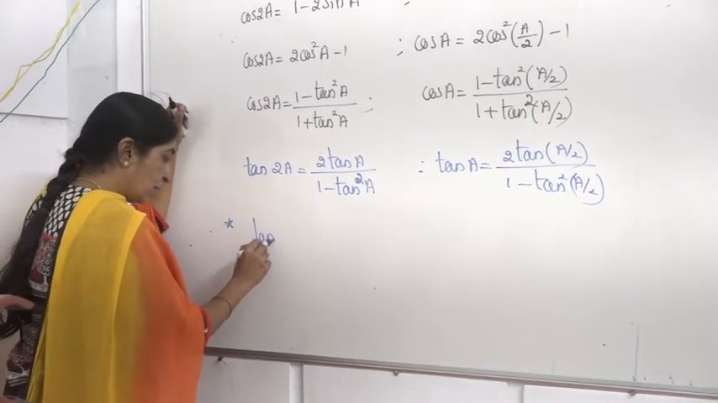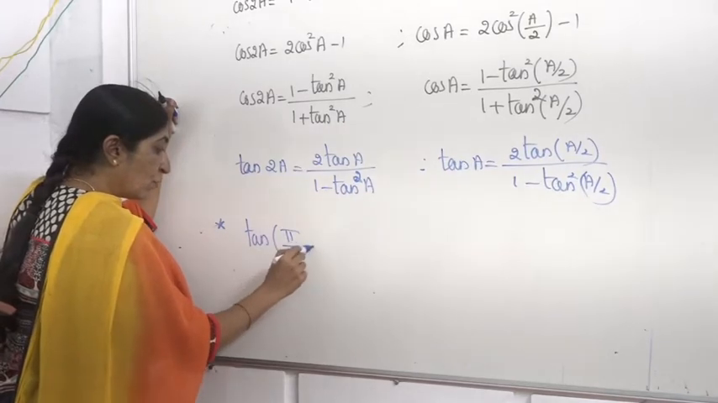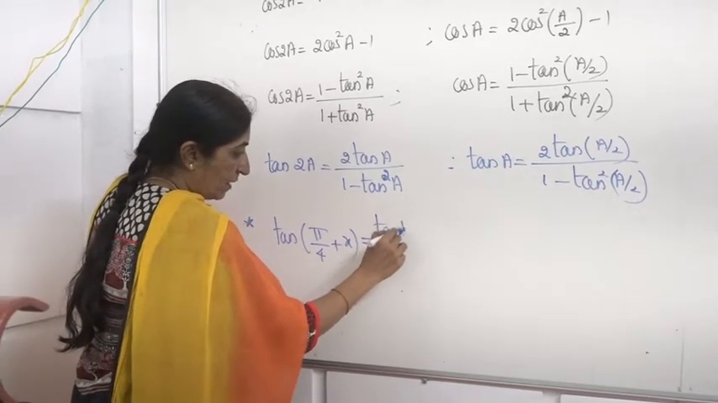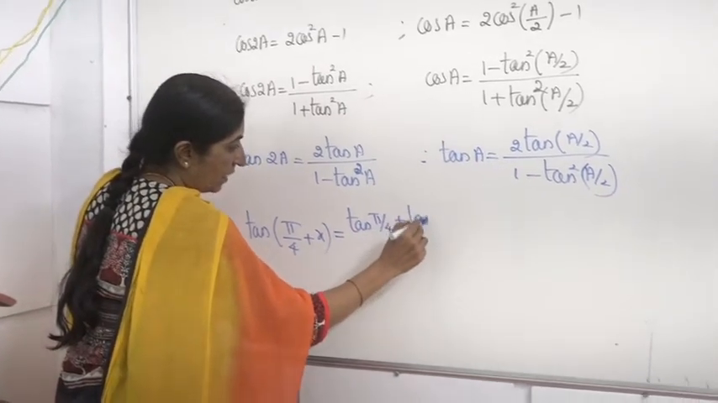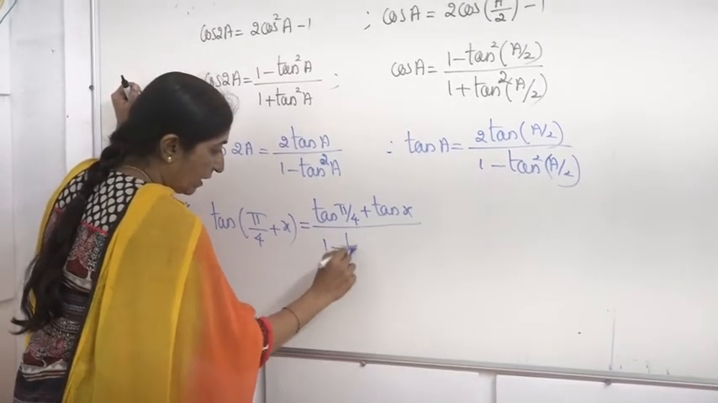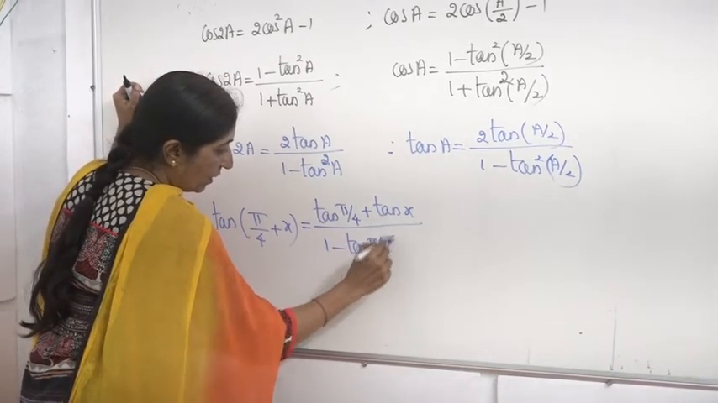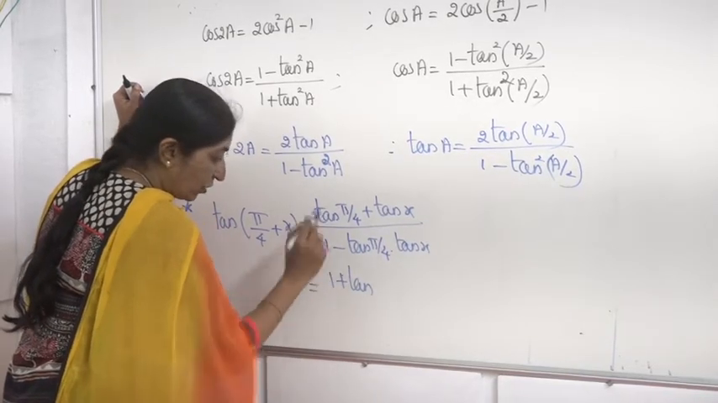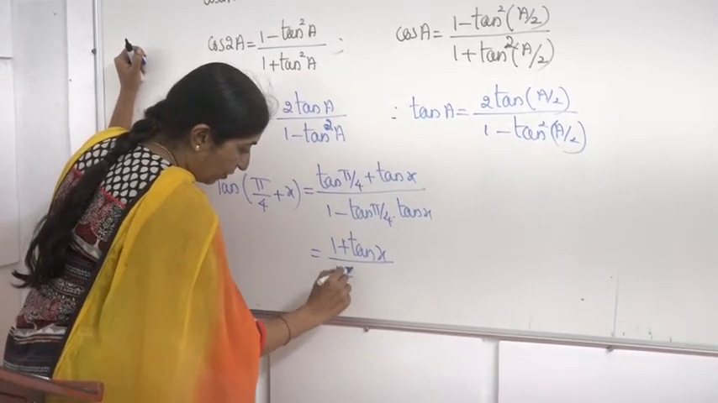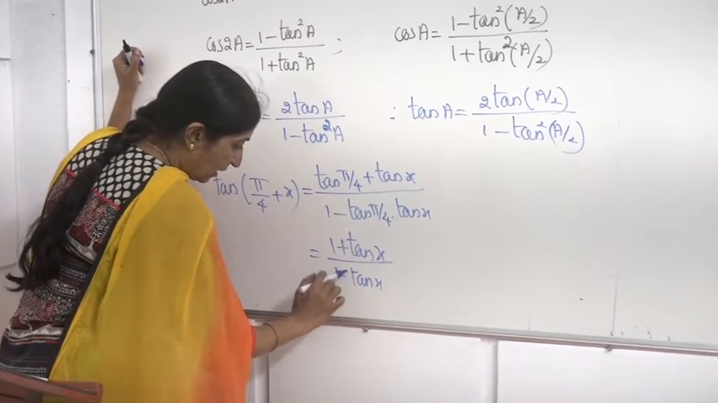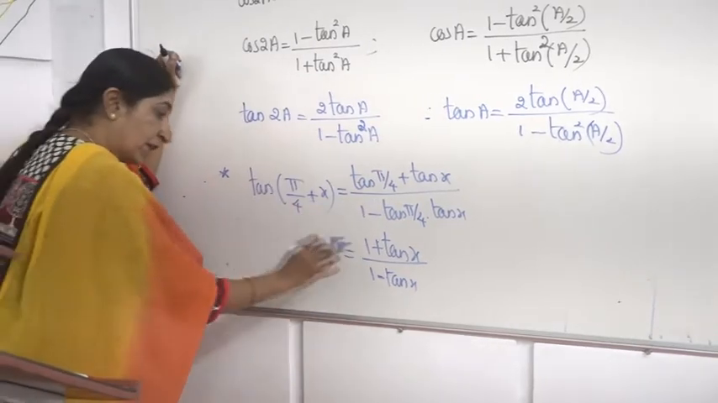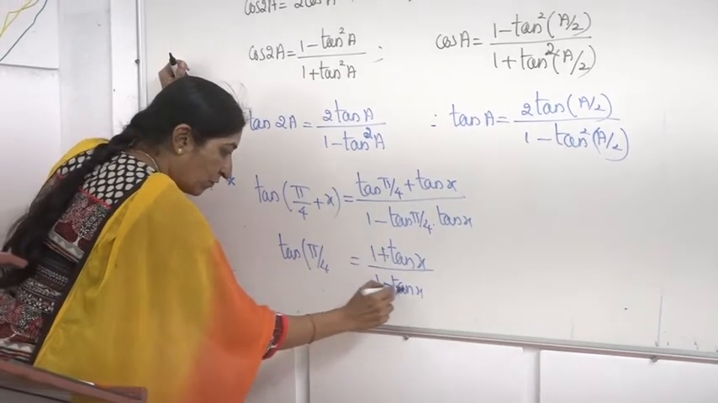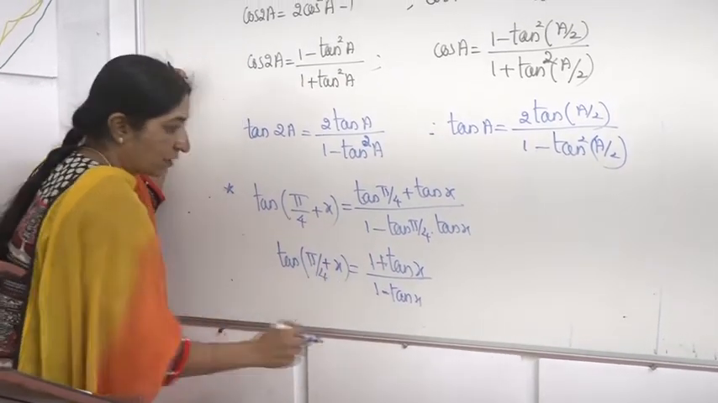See that important. If it is tan pi by 4 plus x, applying the tan a plus b formula, tan pi by 4 plus tan x upon 1 minus tan pi by 4 into tan x. That is nothing but 1 plus tan x, since tan 45 is 1, upon 1 minus tan x. That means in the examples, wherever necessary, you can use it directly. If 1 plus tan x upon 1 minus tan x is given, you can write like this.